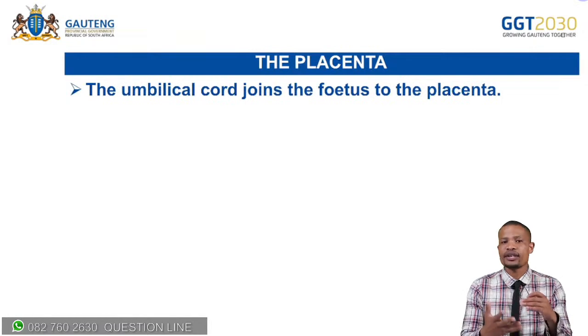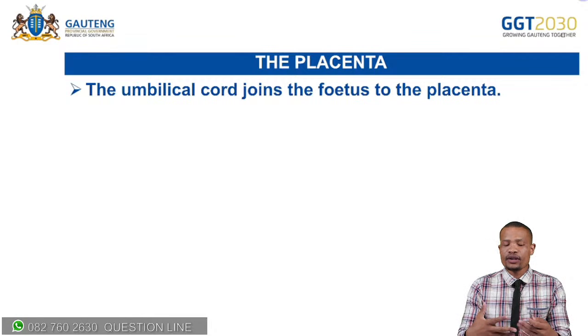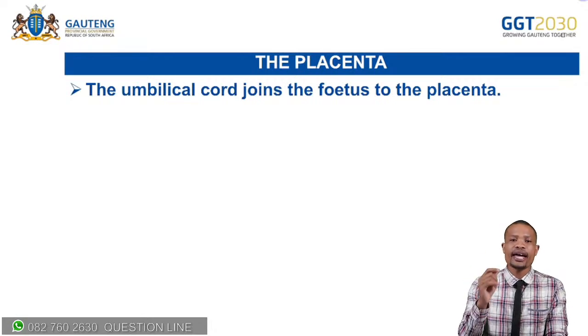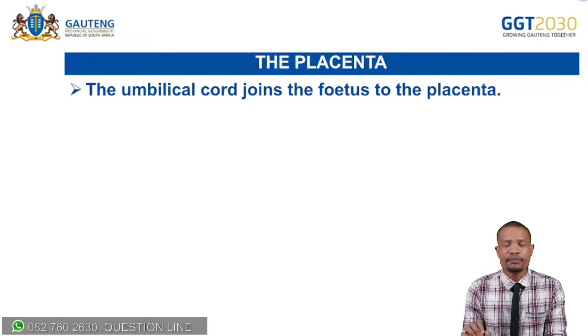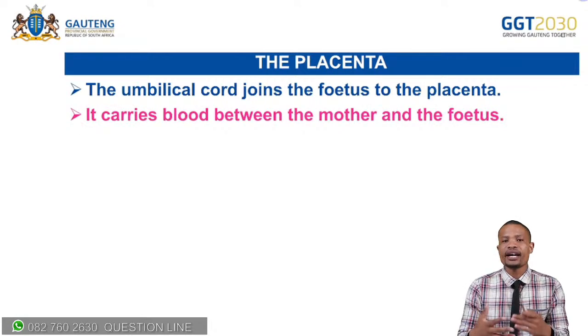And it provides it with oxygen, food, and water. Then we have something called the umbilical cord, which joins the fetus to the placenta. So the placenta is an organ, I will show you in a second, and it is connected to the fetus through an umbilical cord. Right. So it carries blood between the mother and the fetus.